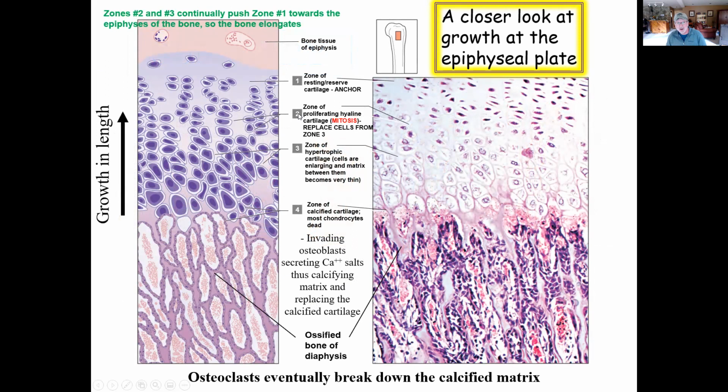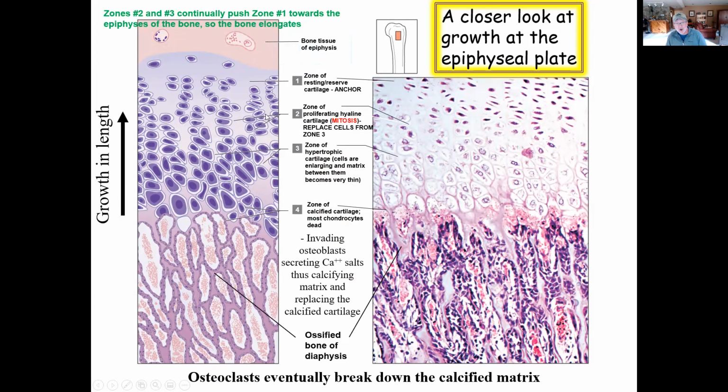And there are 4 basic zones noted here. What is of most interest is this zone number 2. So it's just under what we call the resting or reserve cartilage. And again, to orient you, don't lose sight of where we are. Secondary ossification center off the screen up here, primary down below, off the screen down below.